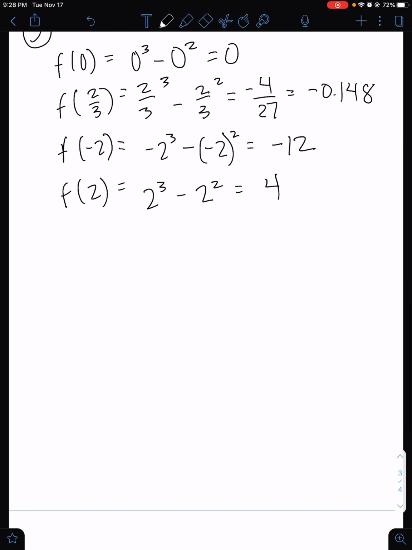So here we can say that our minimum value is -12 and our maximum value is 4.